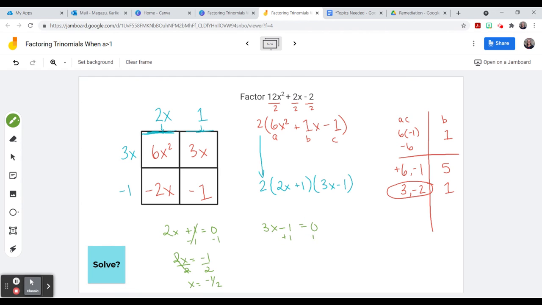Add 1. Add 1. Cancel. 3x equals 1. Divide by 3. Divide by 3. x equals 1/3. And I'm done. 2 answers, 2 solutions. Great. So I've solved and I've also factored.